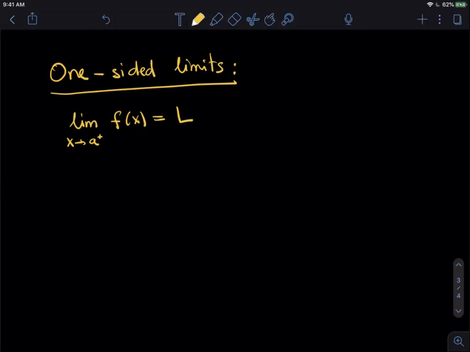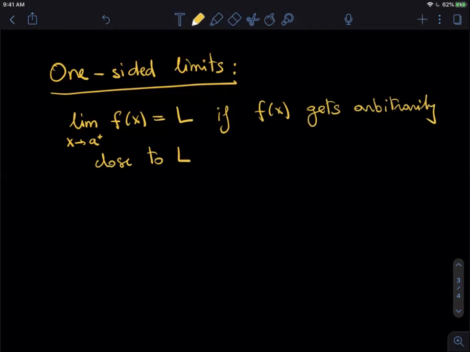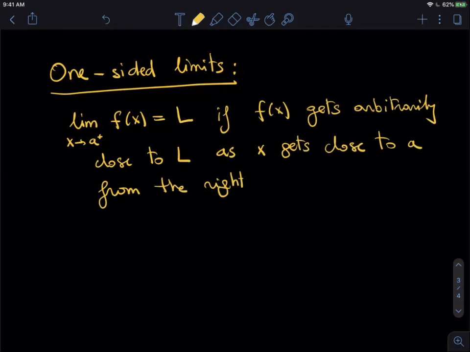if f of x gets arbitrarily close to L as x gets close to a from the right.